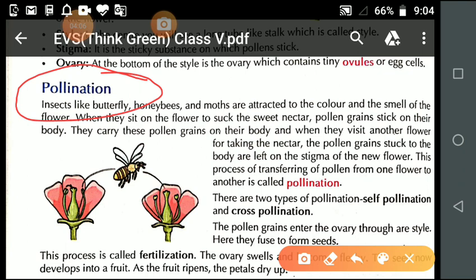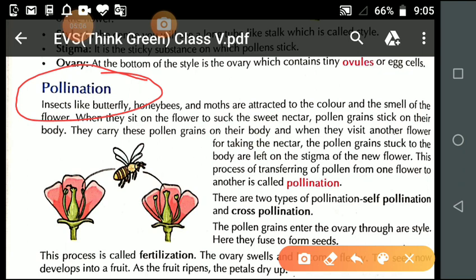Now student, when we study pollination, let us understand that flowering plants have several different parts that are important in pollination. Flowers have male parts called stamen that produce pollen grains. Is it clear? And flowers also have a female part called the carpel. The top of the carpel is called the stigma.